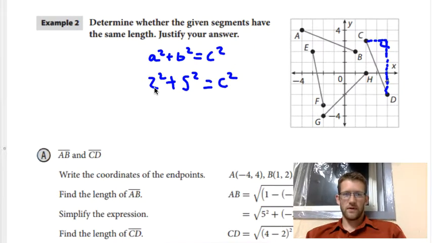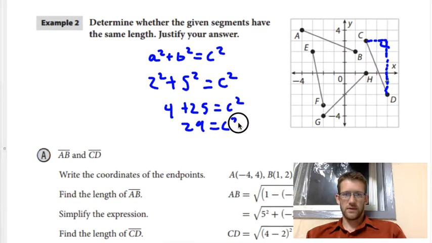So therefore, 2 squared is 4. 5 squared is 25. Is equal to c squared. Or 29 equals c squared. Or c equals the square root of 29.